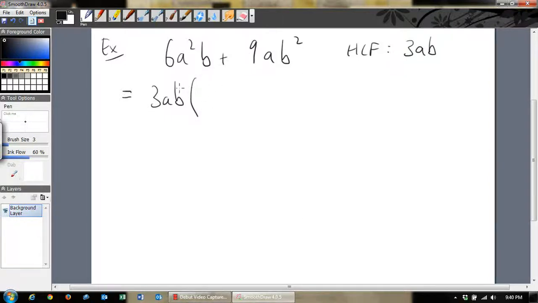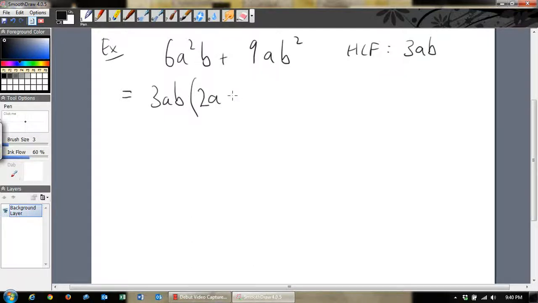Inside of your bracket you need to figure out what do I need to multiply 3ab by to get 6a squared b. Firstly, with the numbers, you need to multiply 3 by 2 to get 6. Also, we need to multiply it by what? We've got an a here, and we've got an a squared here, so we need to multiply it by a to get an a squared. And b, we don't need to touch anything there because that b is the same as that b there.